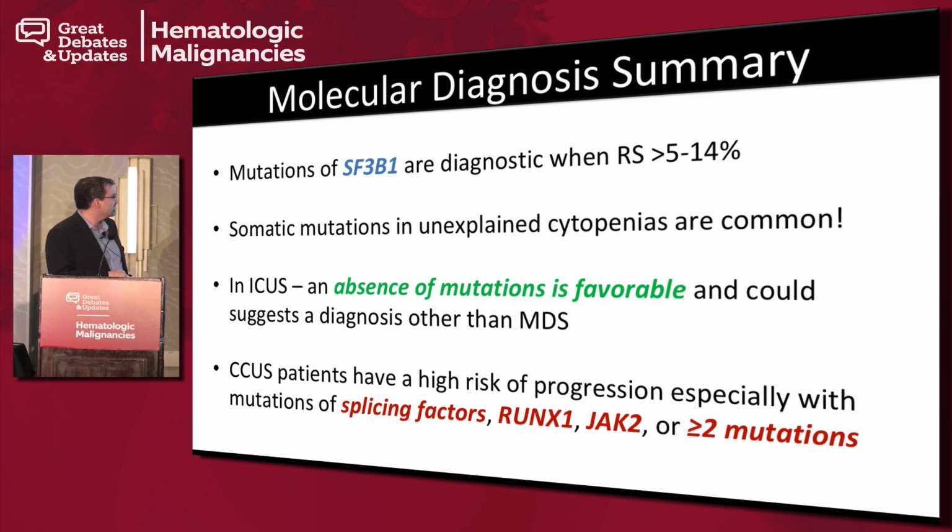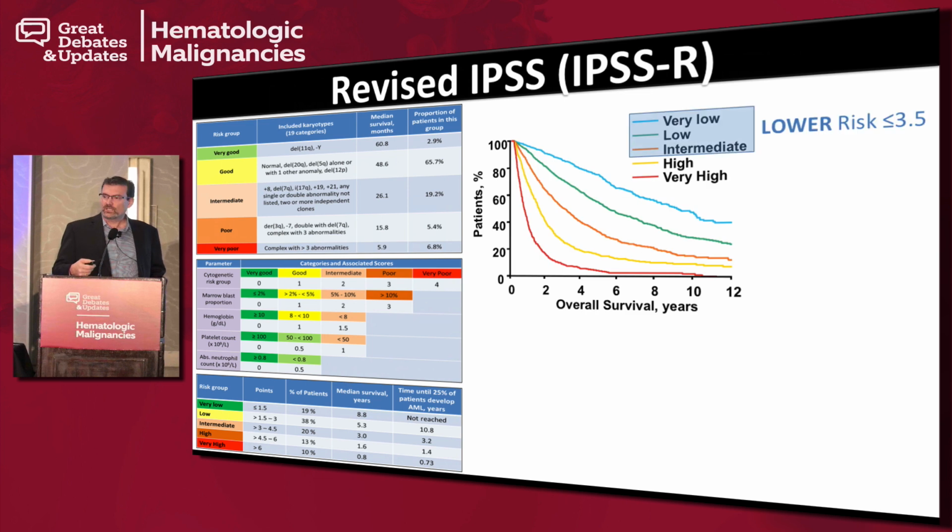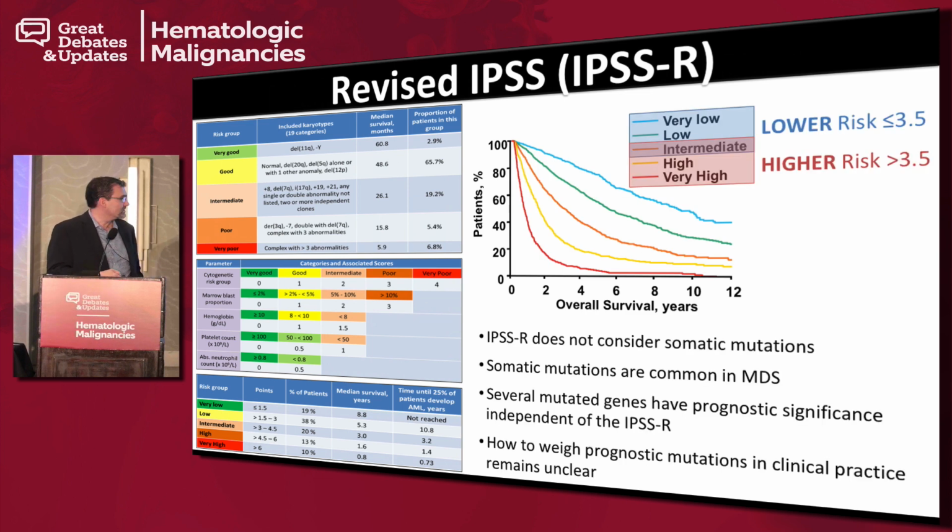I want to talk about the prognostic use of mutations. So the IPSSR is an extremely useful tool in MDS, and I consider it the gold standard for risk prognostication at the moment. However, it doesn't take into account the presence of somatic mutations, and we know that somatic mutations have prognostic value above and beyond what the IPSSR tells us.